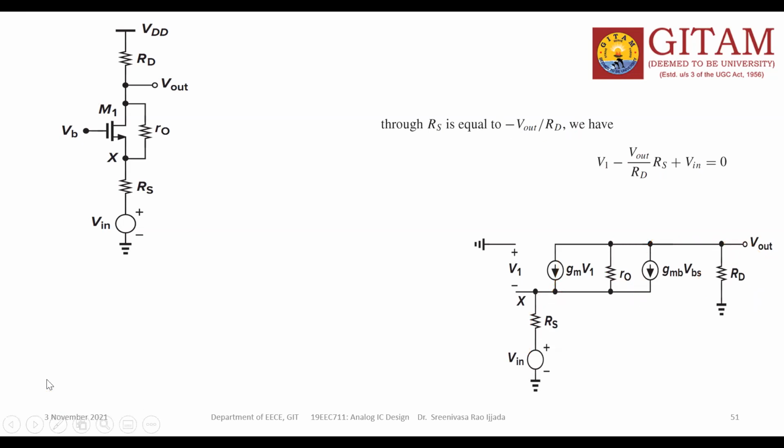Now see, here we write one KVL expression, the input KVL expression. Both are grounded. Plus V in, minus V1, of course. And here is a drop. This drop is how much? RS multiplied by the current, this current. And this is equal to 0.